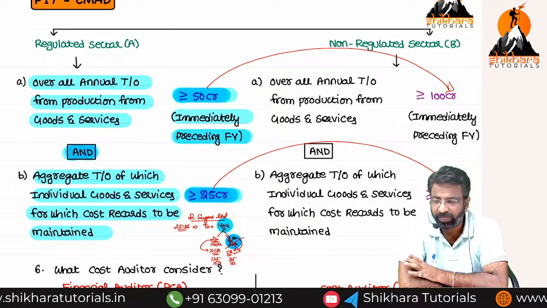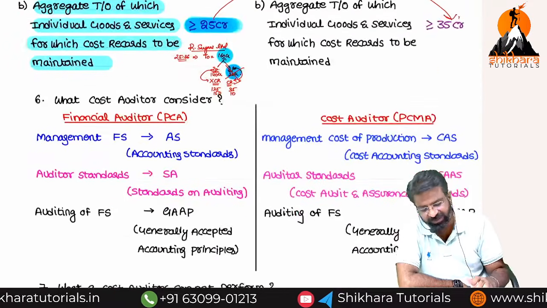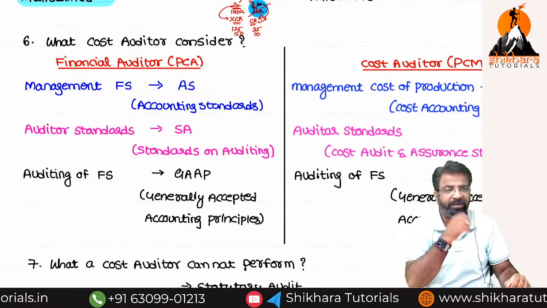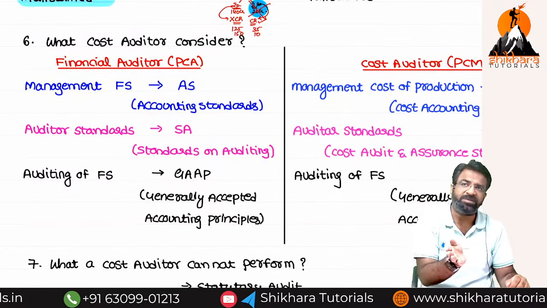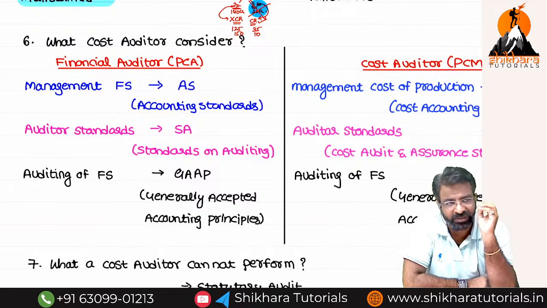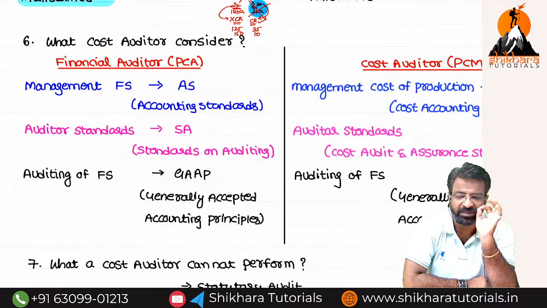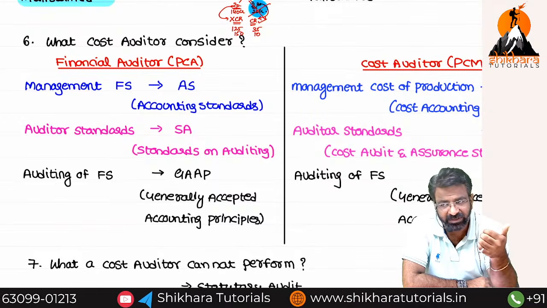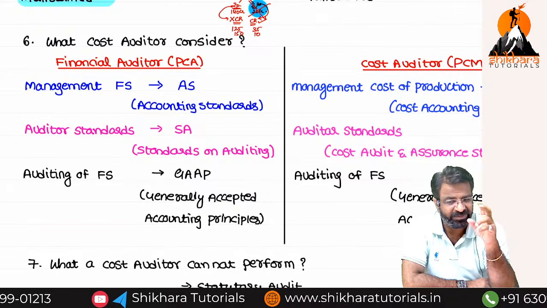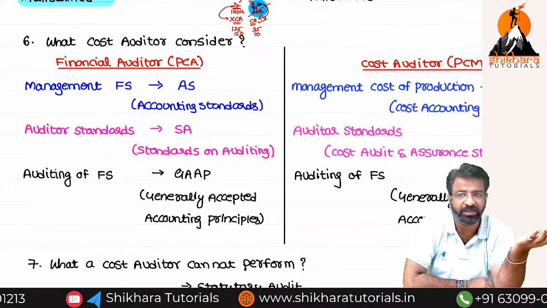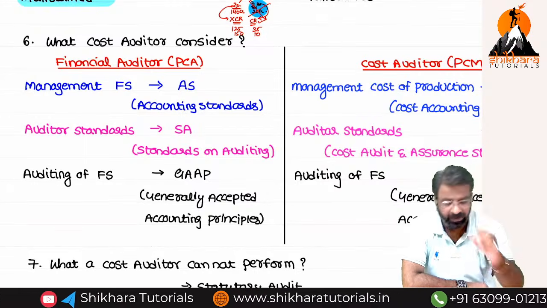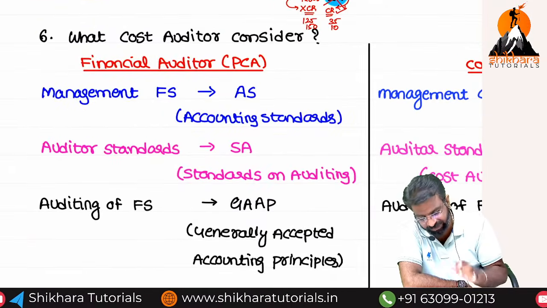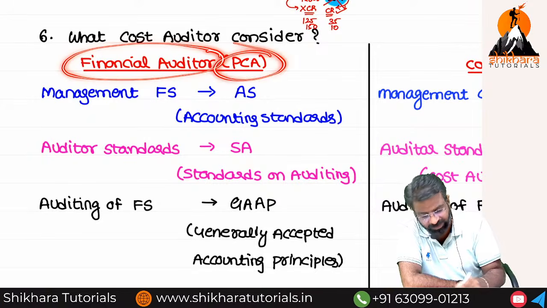So these are the cost audit requirements for the regulated sector and non-regulated sector. Is it clear now? Now the next very important thing is what the cost auditor considers and what the statutory auditor considers. This is one small difference they may ask you in the examination: what are the major things a cost auditor does and what are the major things a statutory auditor does. So basically it's a comparison between a practicing CA and a practicing CMA. Let me take you through that comparison in a very simplified manner. Let's talk first about the financial auditor, who is a practicing CA.